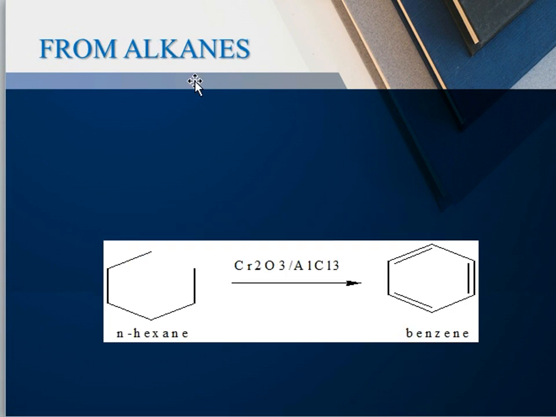Next reaction is from alkanes. The reaction of n-hexane or n-heptane by using the catalyst chromium trioxide or aluminum trichloride gives the benzene. So only the alkanes give the benzene by this process, not alkenes and alkynes.